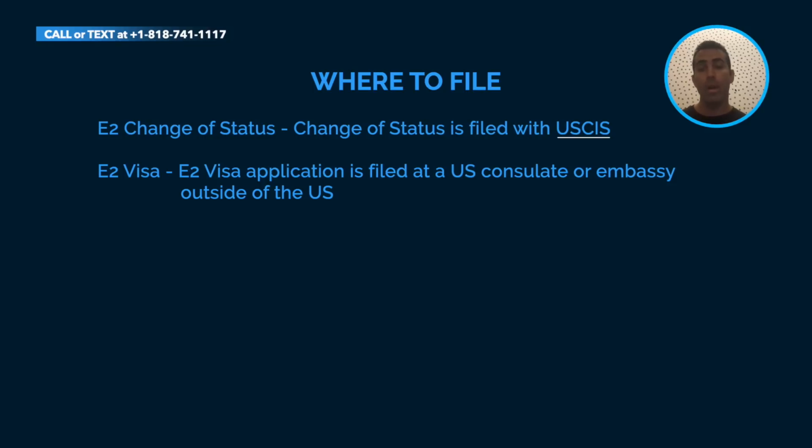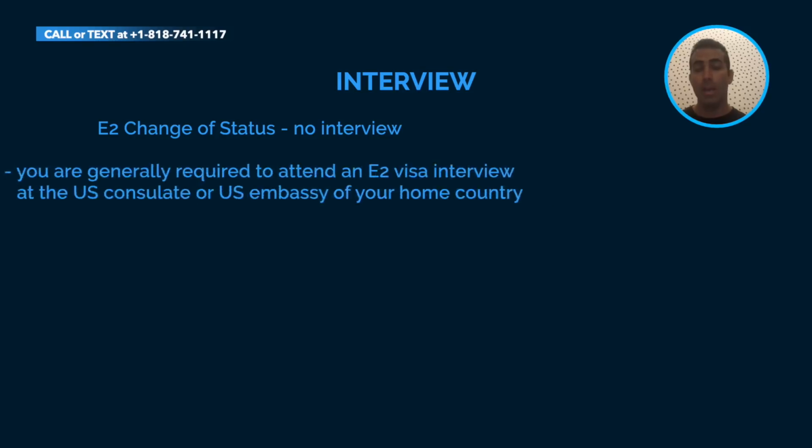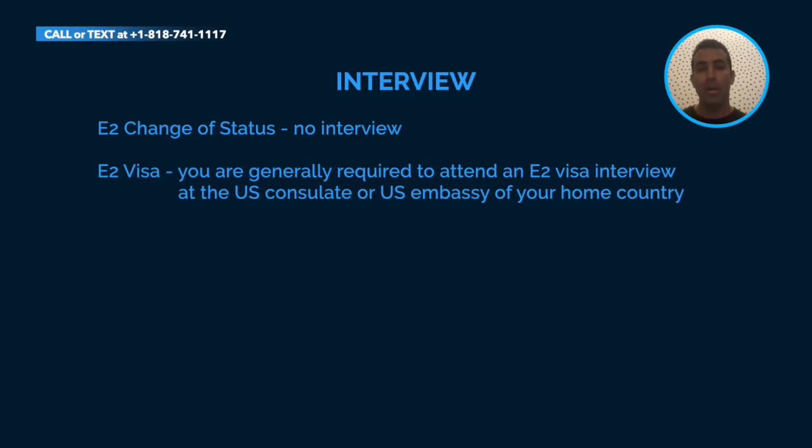Let's say you are a citizen of Canada and you're interested in applying for your E2 visa. Generally, you will apply at the appropriate consulate in Canada. And for Canadians, currently it's Toronto. So that's where you apply, depending on whether you're doing a change of status or an E2 visa. Now, is there an interview? This also depends on whether you're doing a change of status or a visa application. If you're doing an E2 change of status, there's no interview. If you're applying for your E2 visa, you're generally required to attend an E2 visa interview at the US consulate or the US embassy of your home country.